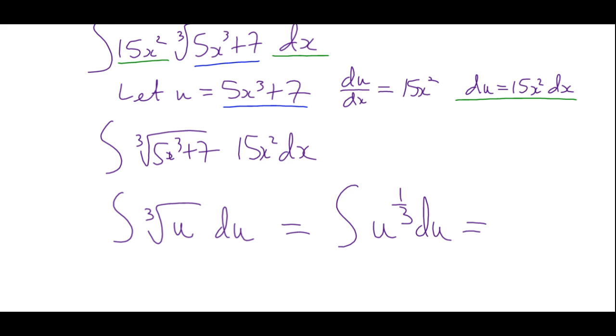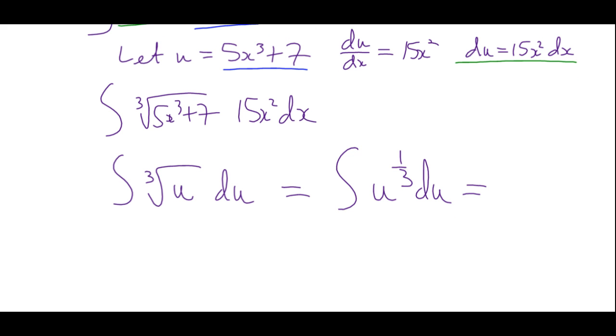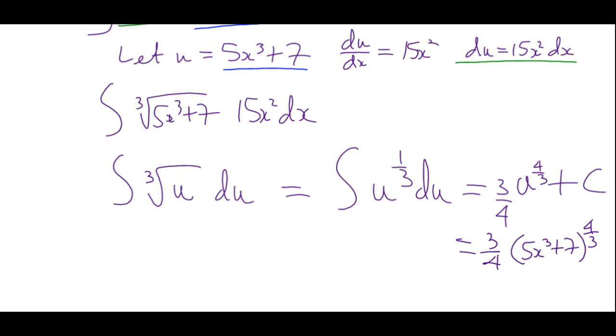We know the inverse power rule: we add 1 to the exponent, which gives us u to the 4/3, and then we multiply by the reciprocal of 4/3, which is 3/4. So we get 3/4 u to the 4/3 plus some constant c. Got to remember the c, the general antiderivative. And then we resubstitute. The original question didn't have a u, but we know what u is. So it's 3/4 times 5x cubed plus 7 to the 4/3 plus c.